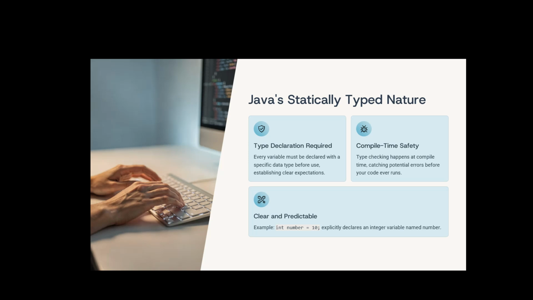Now, if there are certain errors where you have not given the right type of value to a particular variable, or if they are not compatible enough, this would be checked right at compile time, and this would save us from any potential errors that may happen after the code runs. And that is why type checking happens at compile time itself, so that it can catch potential errors before your code even runs. And this is exactly what we refer to as Java's statically typed nature, where we have to declare the type of the variables we are using.